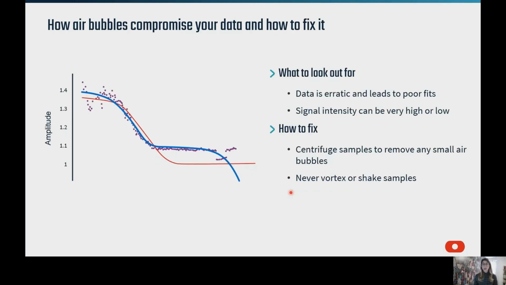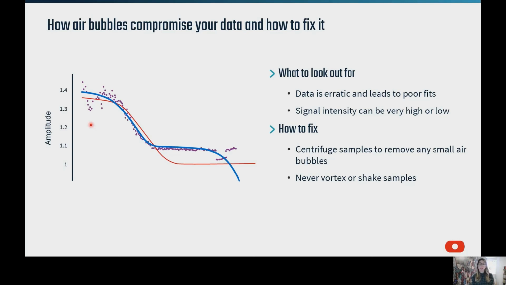Air bubbles are going to be another thing that can cause anomalies in your ACF. So if an air bubble is present, the raw data is going to kind of jump around. So we can see this here in the purple data points. It's very erratic, so it's going to lead to poor fits as well. The signal intensity might be very high or low depending on where in the air bubble the measurement is being read.